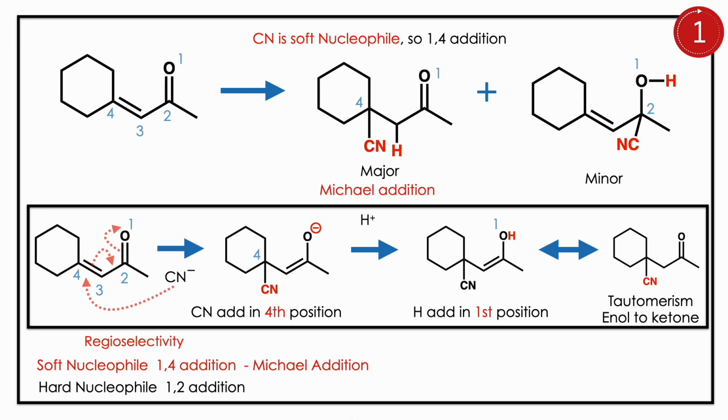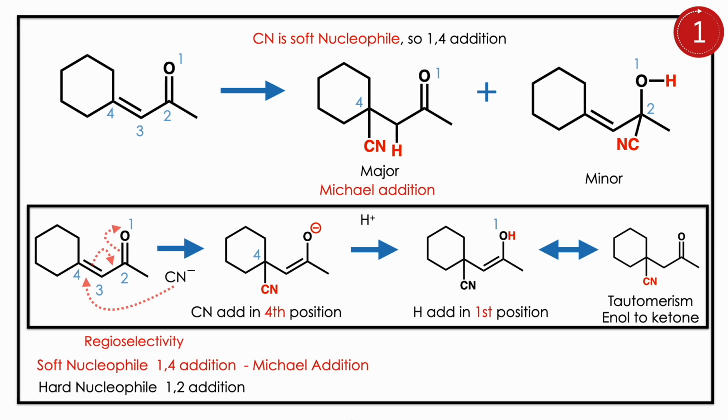Here the question is simple if you know the basic fact, which is soft and hard nucleophile. Hard nucleophile gives 1,2 addition. Soft nucleophile gives 1,4 addition, which is also called Michael addition. Here cyanide is the soft nucleophile, so 1,4 addition is the major product.